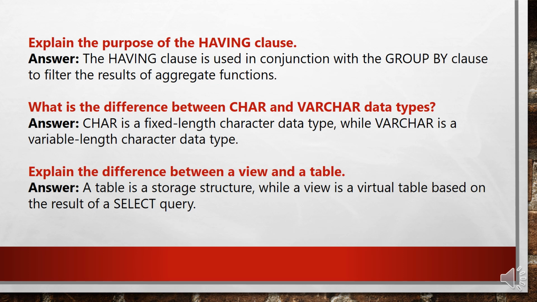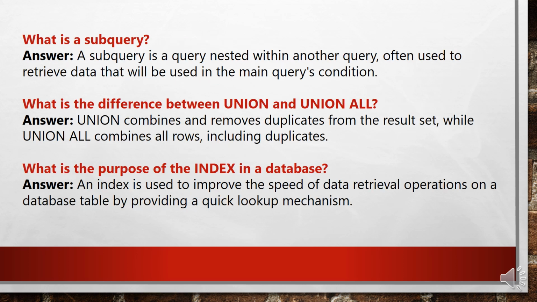What is the difference between char and varchar data type? Char is a fixed length character data type, where varchar is a variable length character data type. Explain the difference between a view and a table. A table is a storage structure, while a view is a virtual table based on the result of select. What is a subquery? A subquery is a query nested within another query, often used to retrieve the data that will be used in a main query's condition.